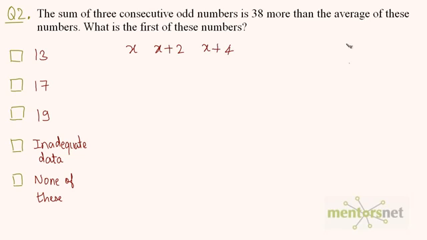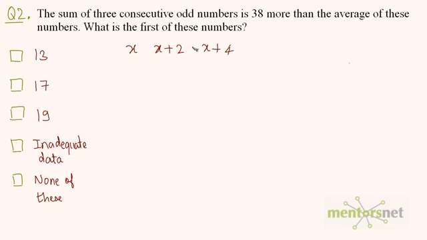This is because take any two consecutive odd numbers, let's say 3, 5, and the next consecutive odd number is 7. The difference between two consecutive odd numbers is 2. So x, then add 2, get the next consecutive odd number, and again add 2 to get the next consecutive odd number. So we have our 3 consecutive odd numbers.